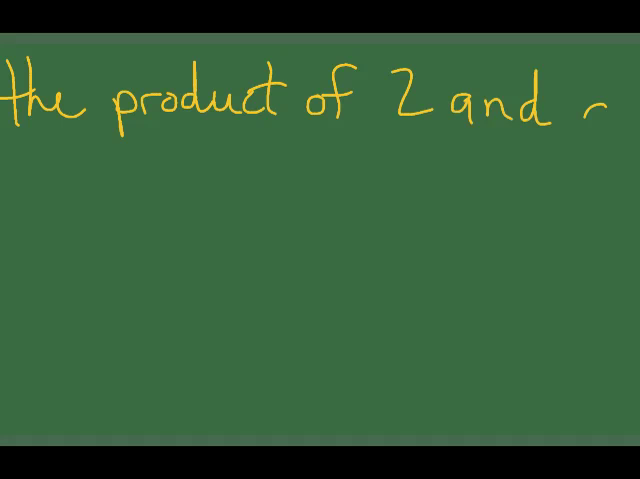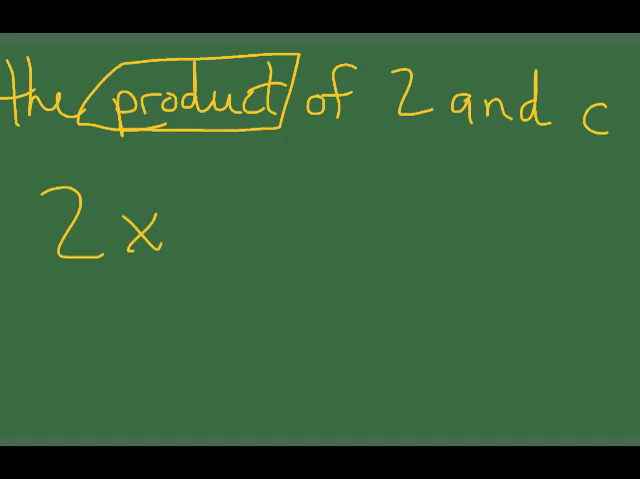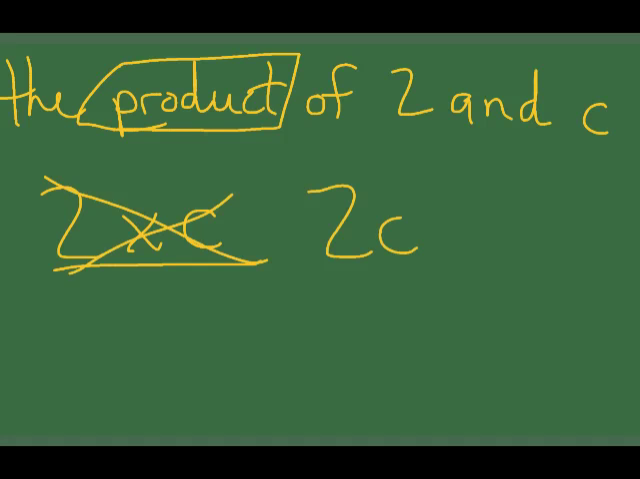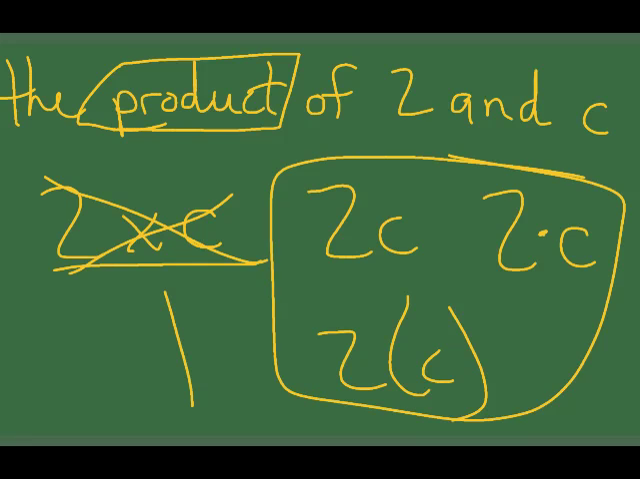Let's do the product of 2 and c. Should recognize product as multiplication. Remember, we're not going to do 2 times c because that looks like 2xc, so we don't want that. Cross it out. Our options are 2c, which is multiplication, 2 dot c, and 2 parentheses c. All good options. They all mean multiplication. Do not do the times one.